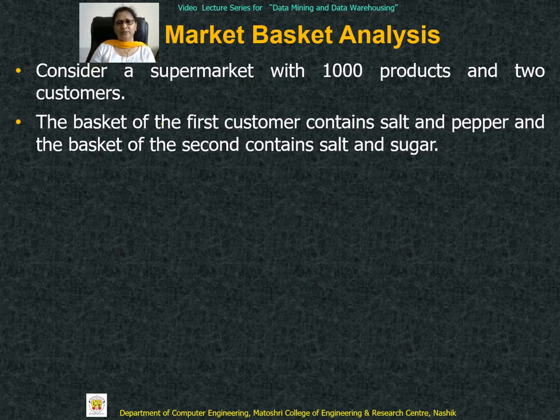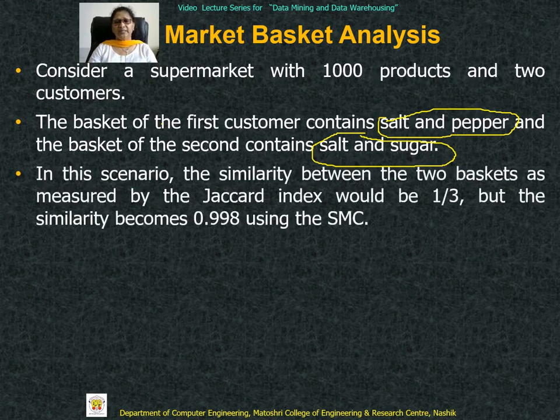We have 1,000 products and 2 customers. We are going to look at baskets of these 2 customers. First customer's basket contains salt and pepper, and the second customer's contains salt and sugar. So if you look at the basket contents, you will realize that one particular item is common for both, that is salt. In this scenario, the similarity between the 2 baskets as measured by the Jaccard index would be 1/3.